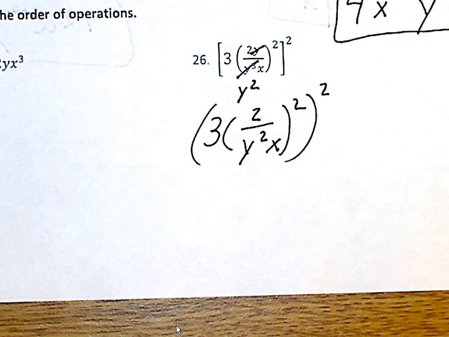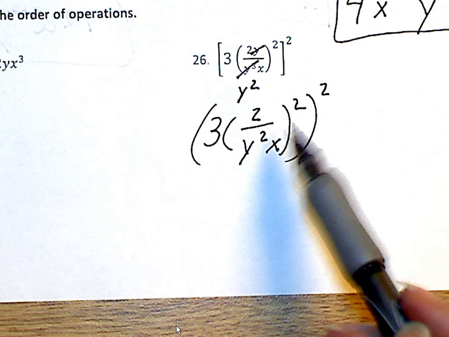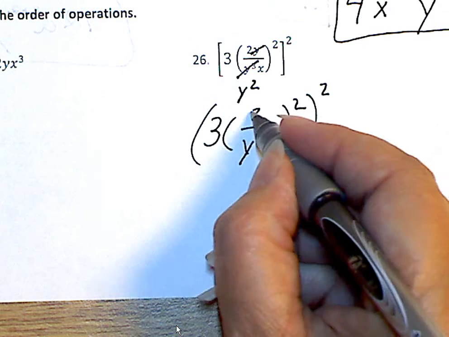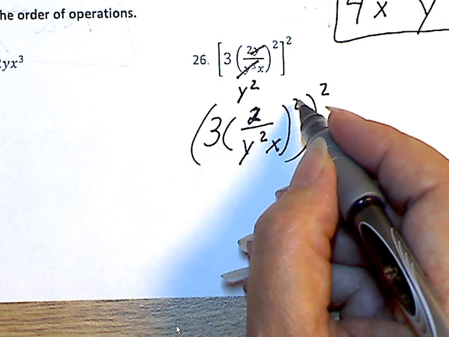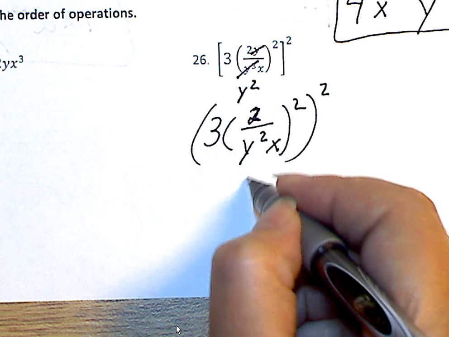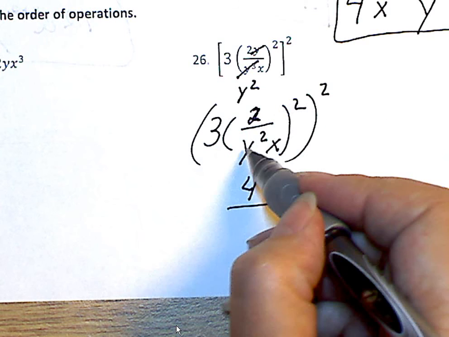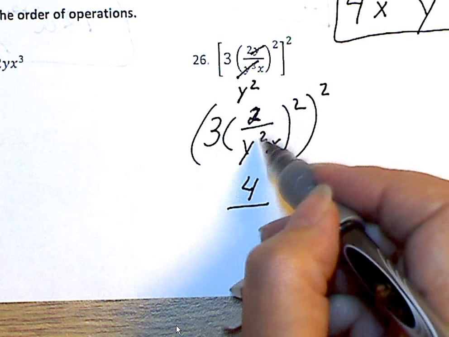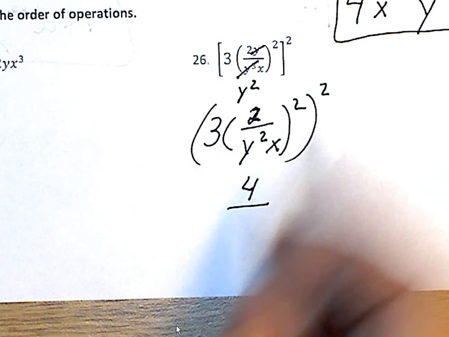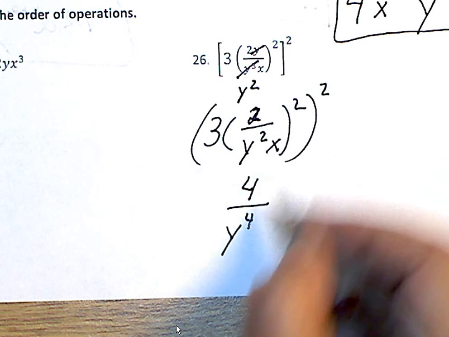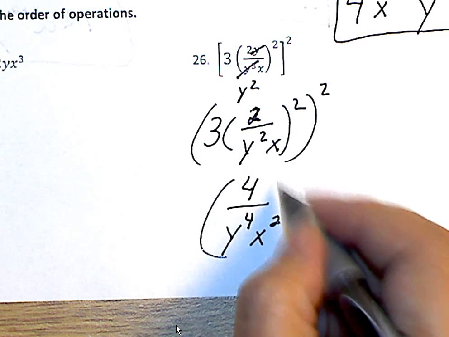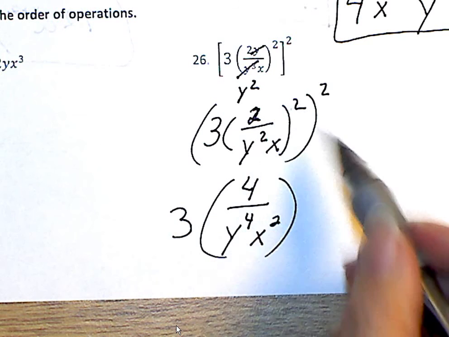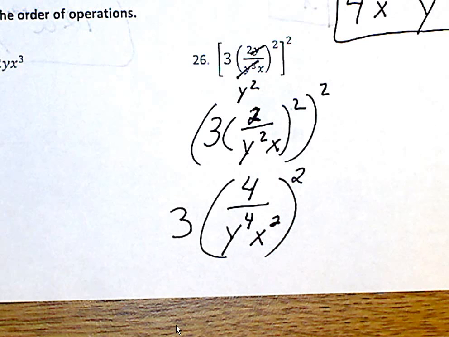Then we have to do the inner, this right here, this is the 2. So 2 squared, 2 times 2 is 4. And then I have to square this one. So what do I have to do to the exponents? Multiply. So I have y to the 4th, x squared. And I got rid of that one, so now it's just the one time out because I already did the square. That's where we got that.